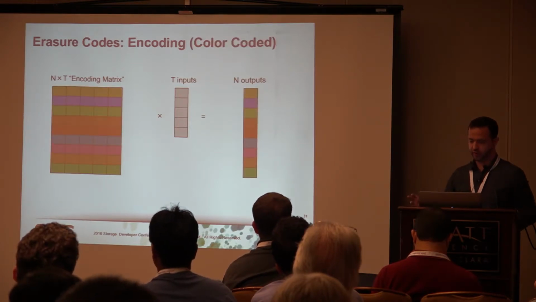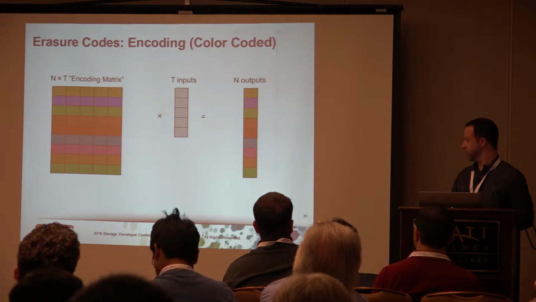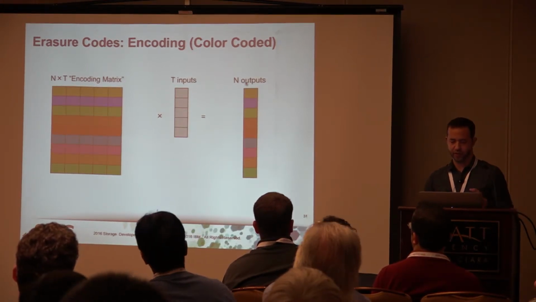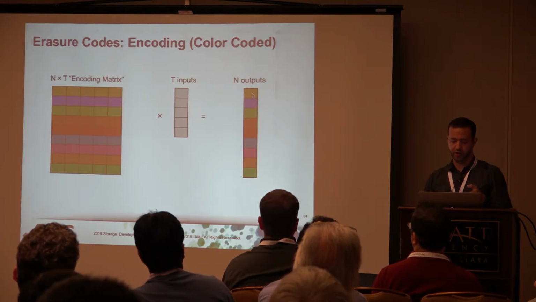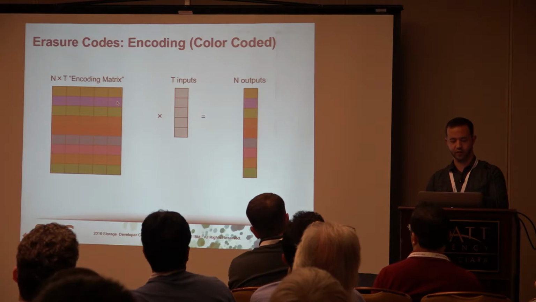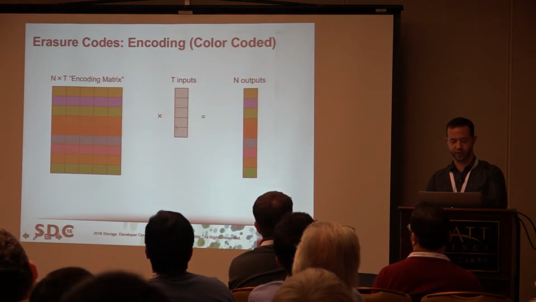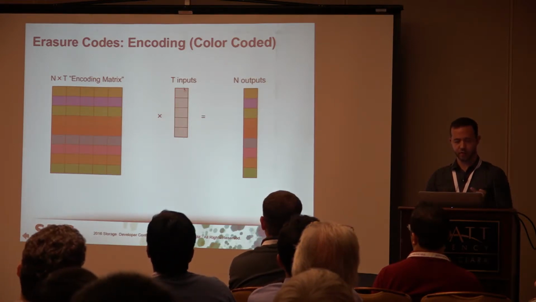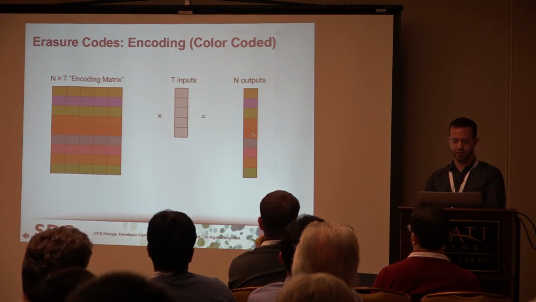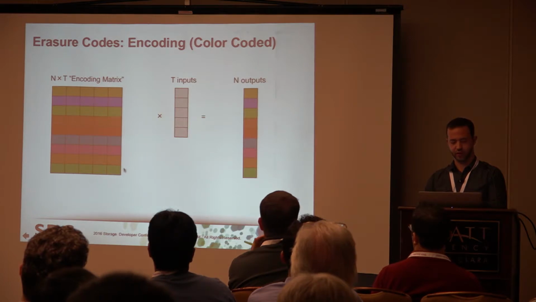So to make the following slides a little bit easier to follow, I've color-coded each row of the encoding matrix and matched it to the output value that's computed using the equation defined by that row. So for example, this fragment here in purple is a function of this row of the encoding matrix and the data. Basically, those are the only two things you need to compute any given one of these fragments: the row of the encoding matrix and the T inputs.